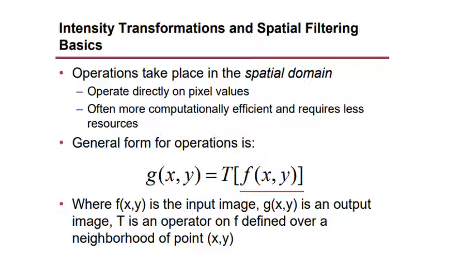Here, if you see the equation, we consider f of x comma y as the input image, g of x comma y, on the left hand side, is the output image, and can you see an operator T? What is that? T is an operator on f. It is defined over a neighborhood of the point x comma y. I repeat, T is an operator on f defined over a neighborhood of the point x comma y.